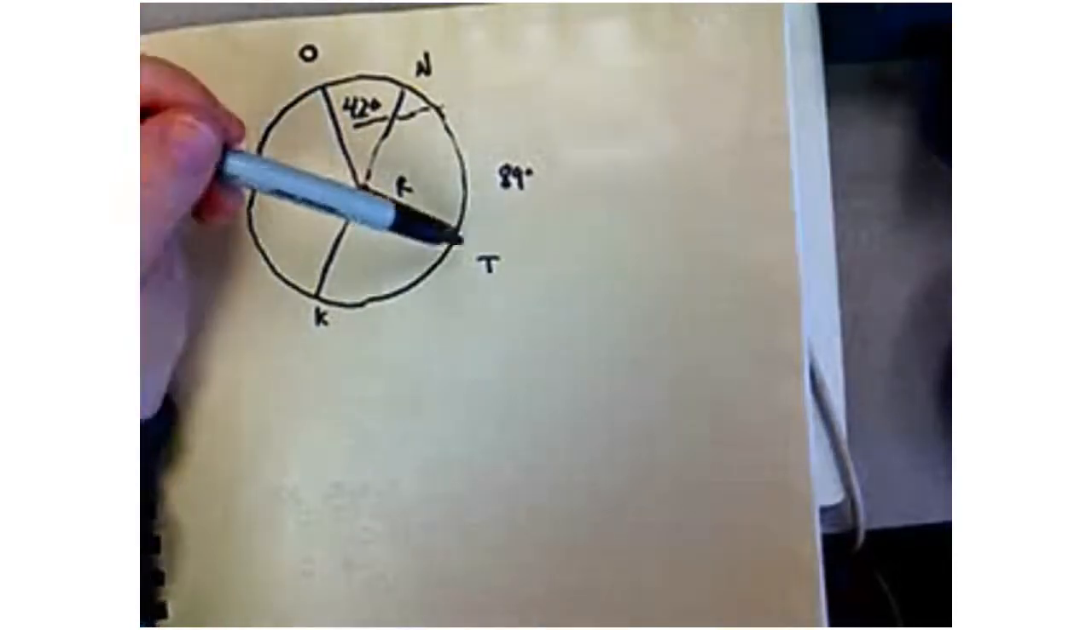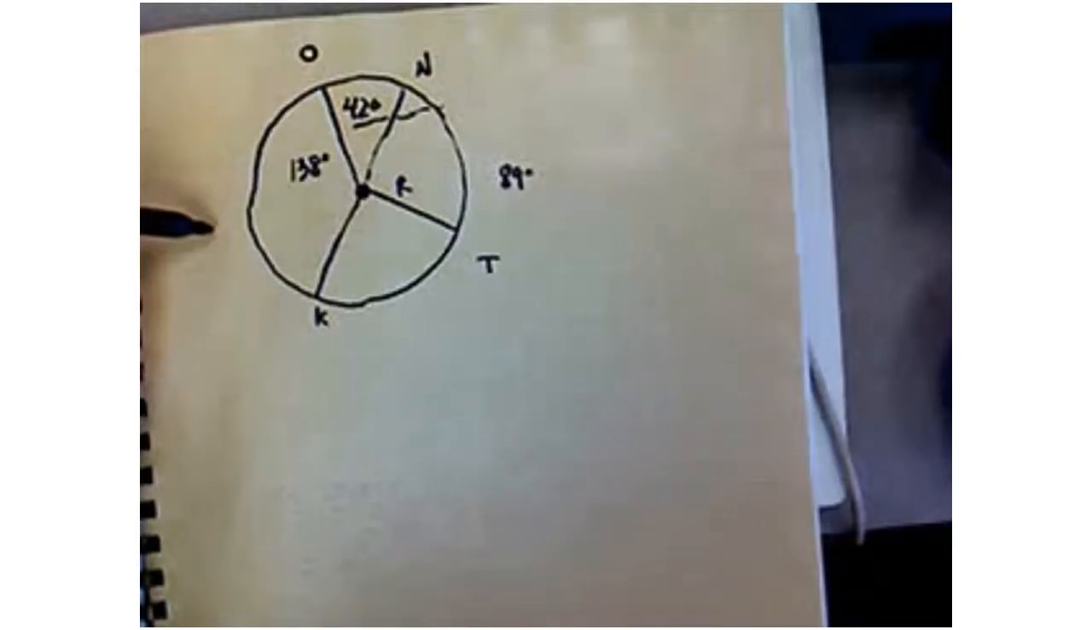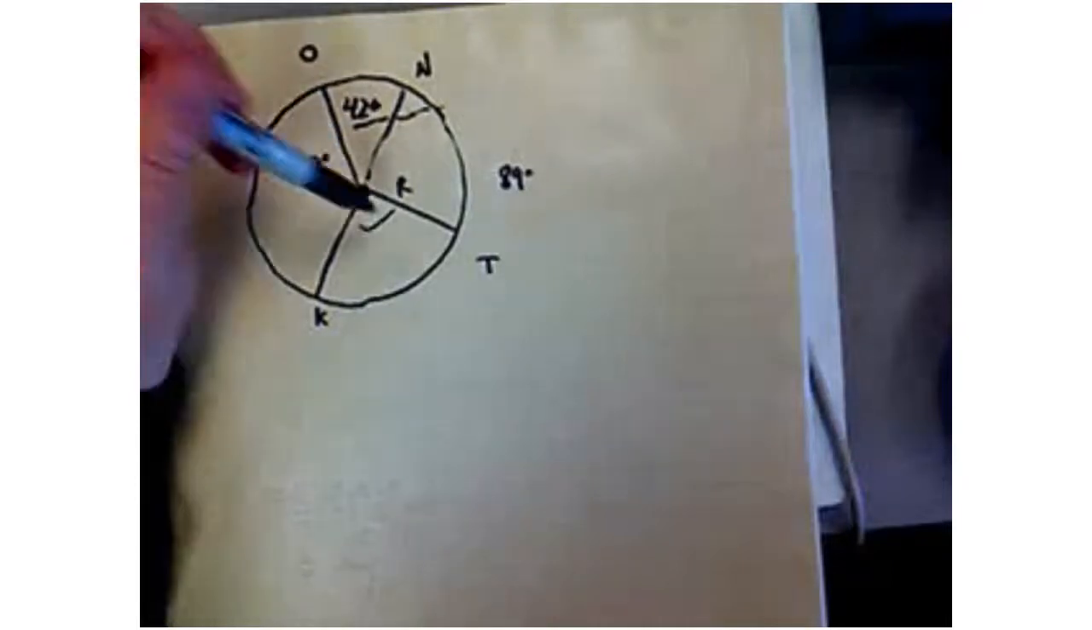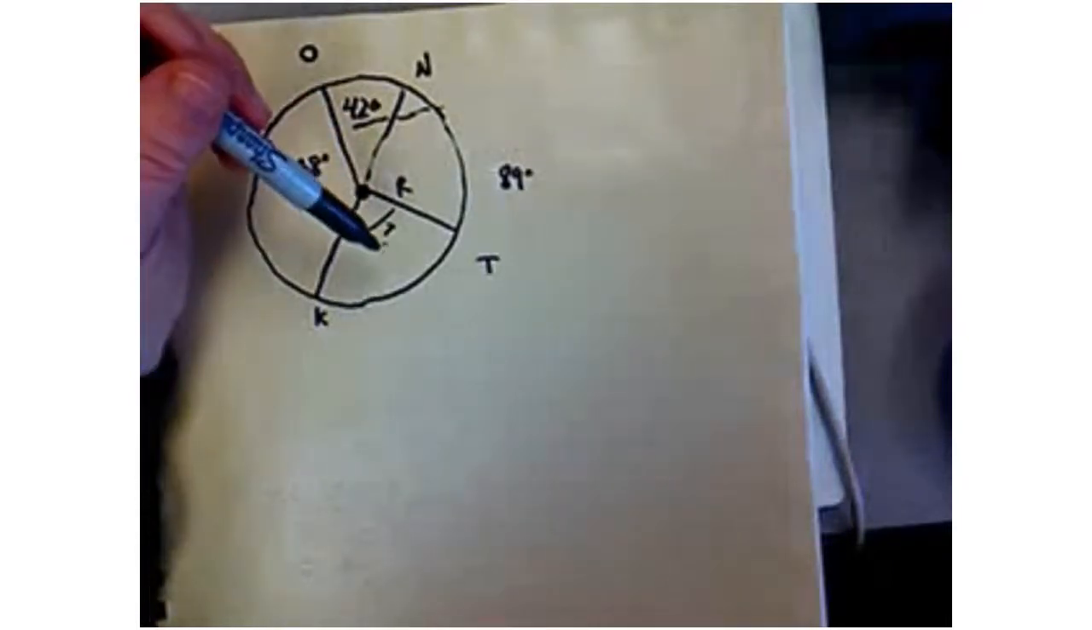They didn't tell us anything about TRK or TK as we go clockwise around the circle. But when we get to the next position, K to O, so from 7 to about 11 o'clock, that central angle they've labeled 138 degrees. So you know KO is also 138. So knowing all of those, we could figure out TK. Because we know we have 138, 42, and 89, and we're missing one angle or one arc.